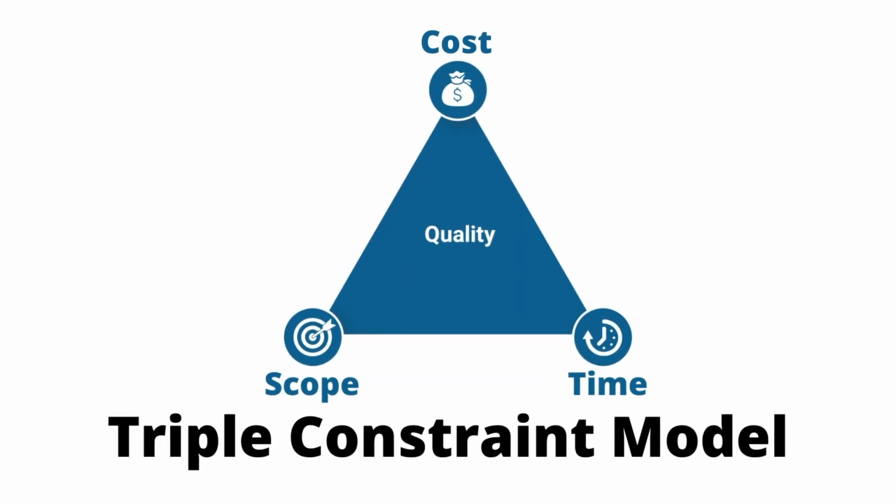Let's start with triple constraint, often known as the project management triangle. This model focuses on scope, time, and cost. These 3 conditions are generally set at the start of the project through the charter and the project plan.